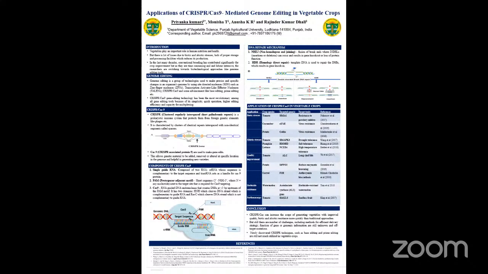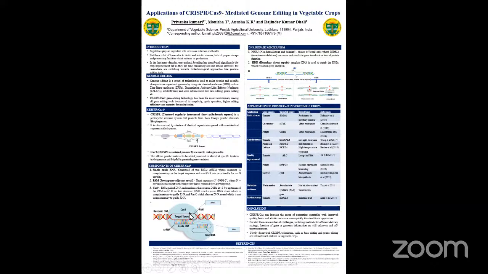The main components of CRISPR-Cas9: the first one is the single guide RNA, which is composed of two major components, as we can see in this picture also. First is the CRISPR RNA, which is complementary to the target sequence. The second component is the transactivating CRISPR RNA, which is helpful in handling the Cas9 protein. The second main component is the PAM sequence, a small sequence next to the target sequence, and it is required for Cas9 targeting.